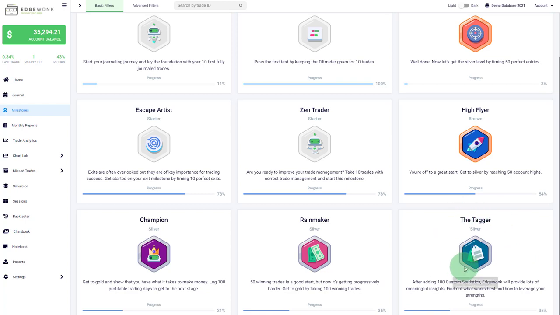The goal of this milestone is to encourage the usage of the custom statistics, because once you start using the custom statistics and you feed more data into your custom stats, the more and meaningful insights you will get out of them, and the more helpful Edgewonk will become.